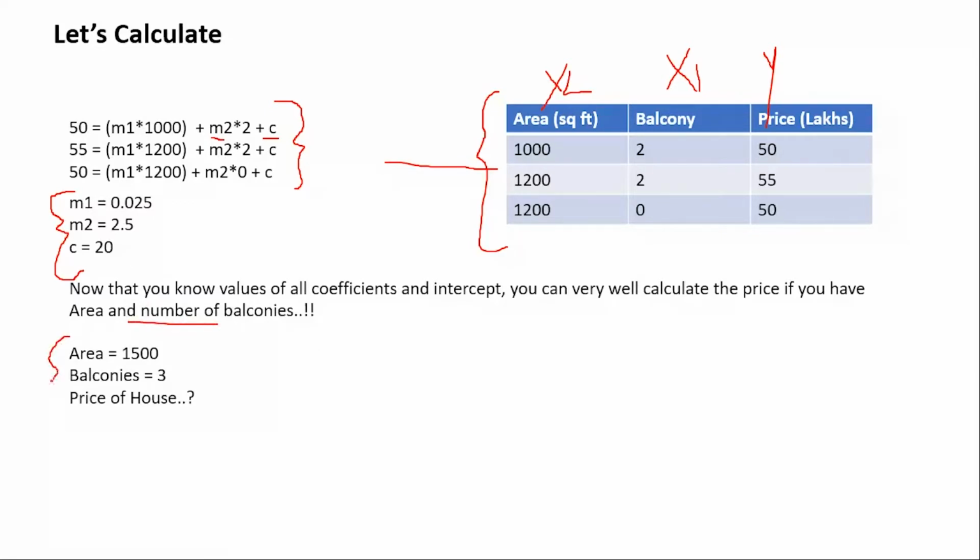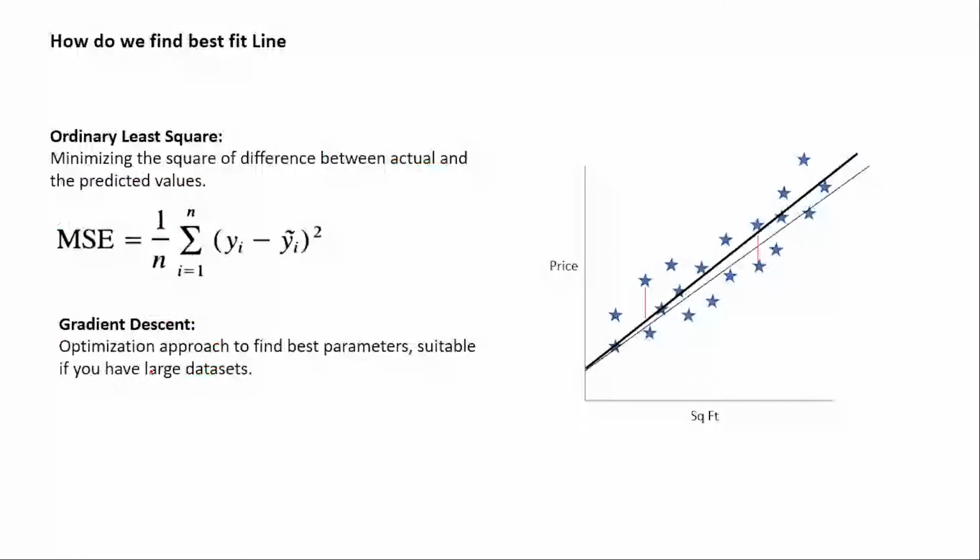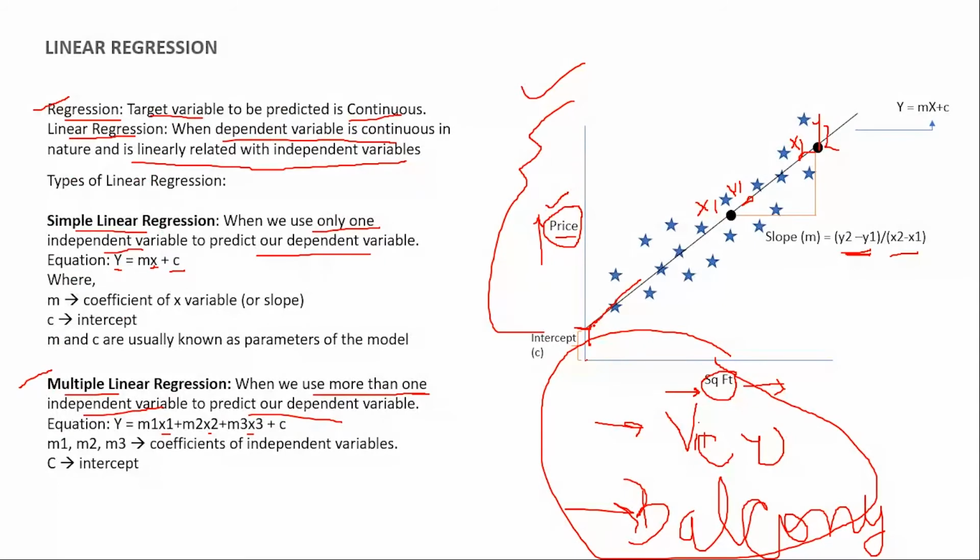Now let's say, suppose my area is 1500 and my number of balconies is 3. I can easily find the price of my house because now I know the value of m1, m2 and c, right? It's very easy to calculate. For your practice, you can calculate this particular value and let me know in the comment section below. So now the main aim of our model is to find this best fit line.